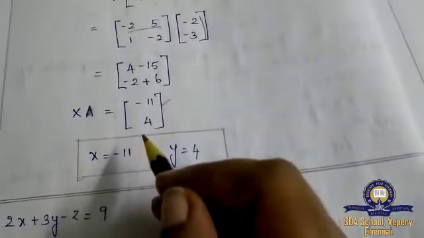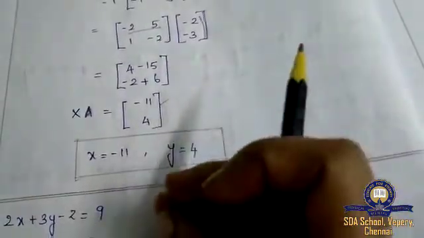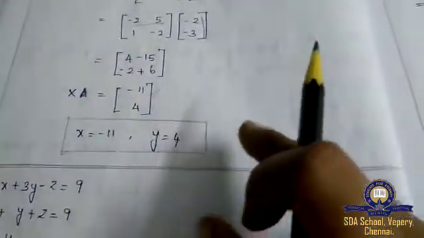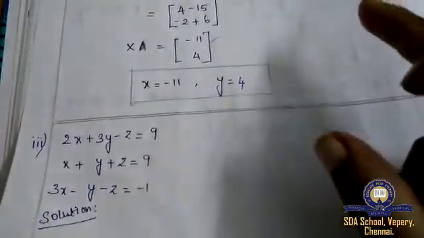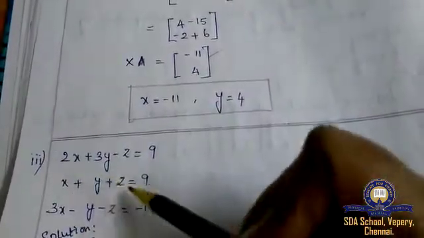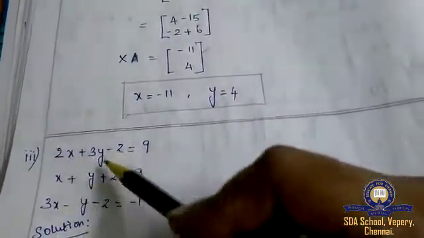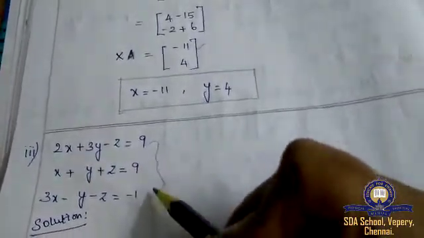And if it is a 3 cross 3 matrix, what are the values you will be getting? X, y and z values. Okay. So this is your first sum. After that, I am moving to my 3 cross 3 matrix. The other sum is 2 cross 2 only, so you can do it on your own. And for my 3 cross 3 matrix, listen: 2x plus 3y minus z equal to 9. And these are the three equations they have given.